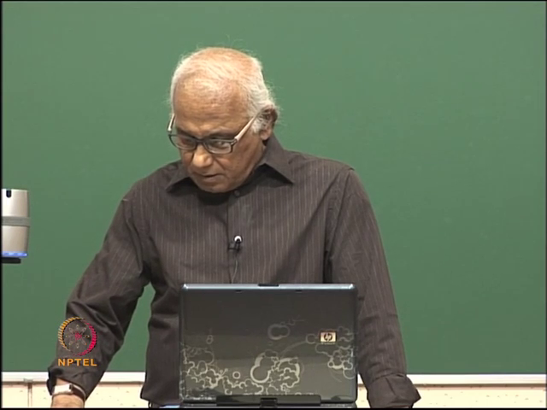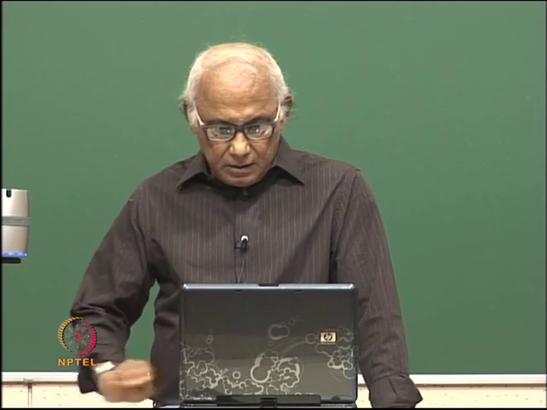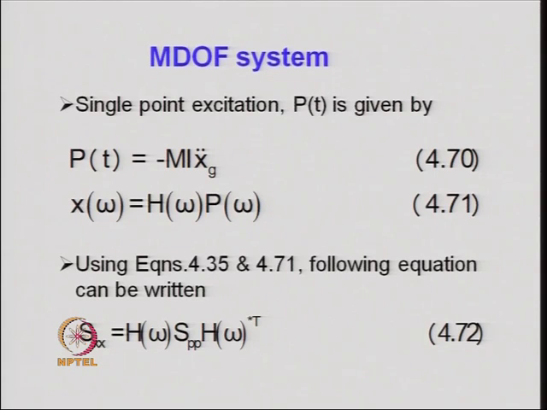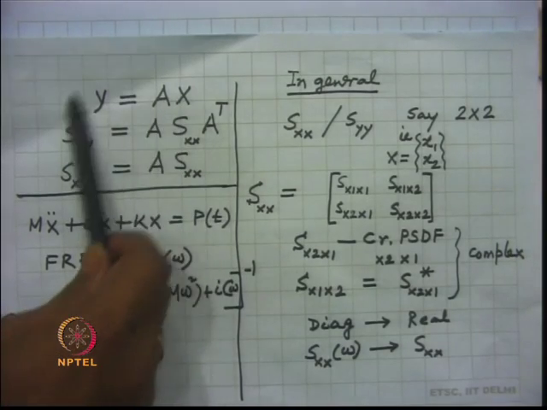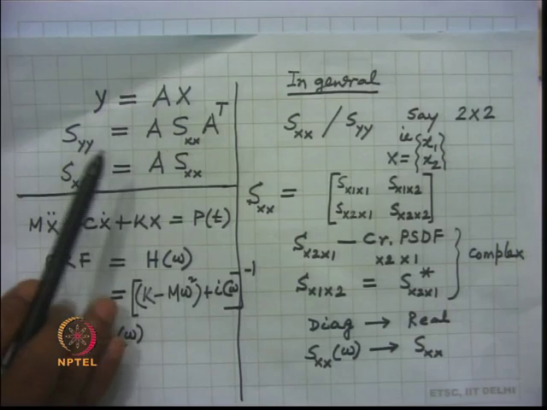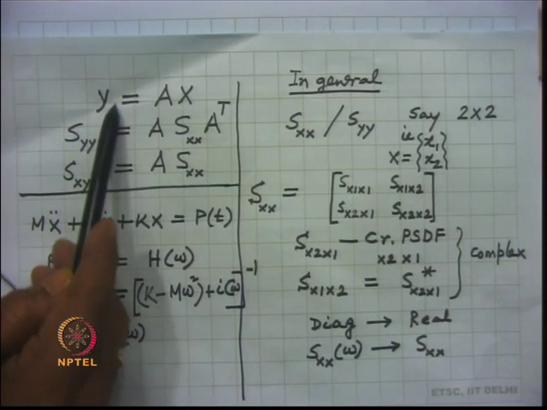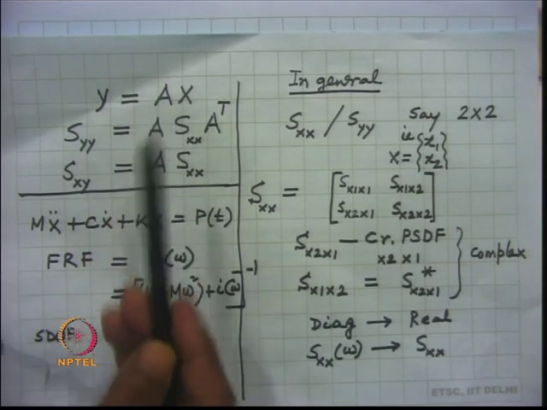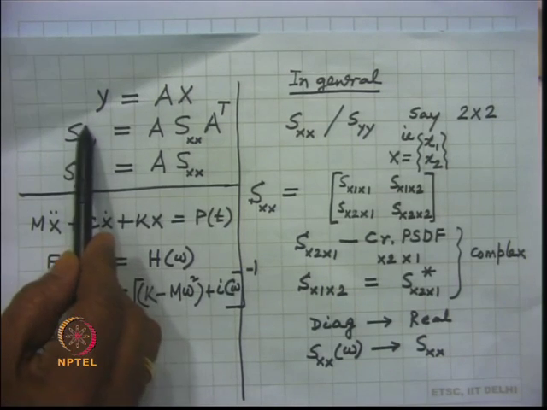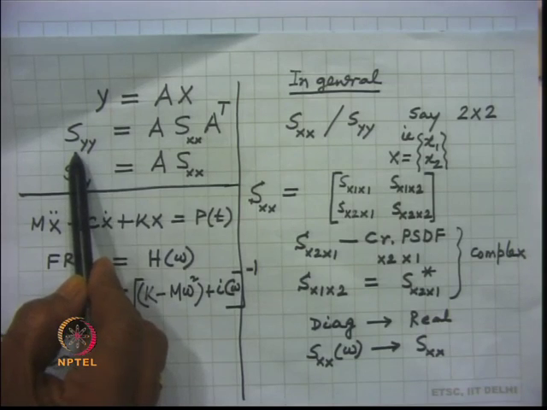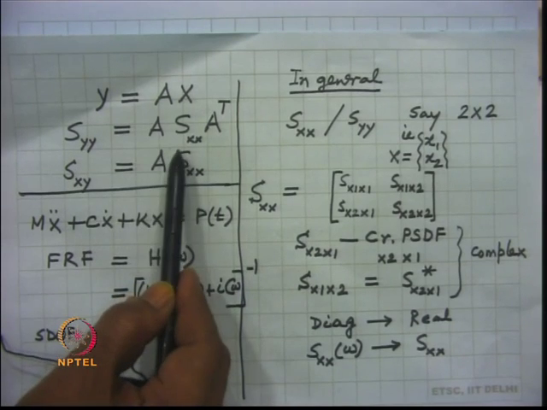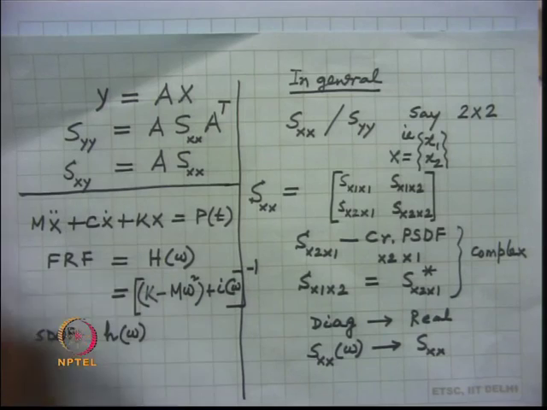Let us try to recapitulate some of those fundamental things that we discussed in yesterday's lecture, so that we can effectively understand the MDOF system subjected to a random excitation vector. First thing that we discussed yesterday was y is equal to A into x, where y is a vector, x is a vector, and it is connected through a matrix A. In that case, SYY will be a power spectral density function matrix, and SXX is the power spectral density function matrix. SYY will be related to SXX with the help of this equation.